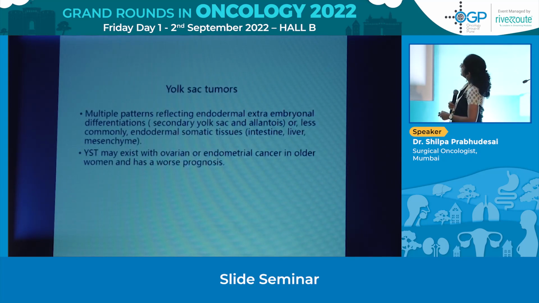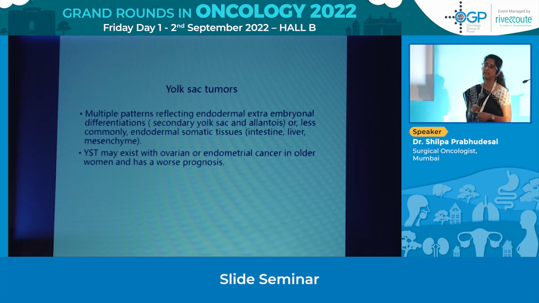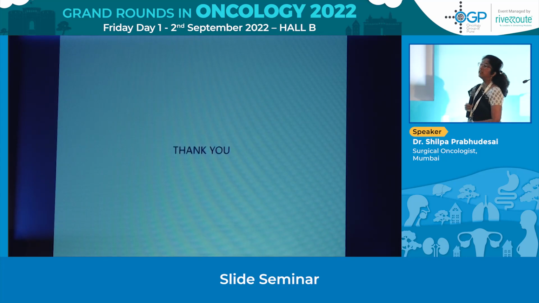And with yolk sac tumors, we just have to be aware, because sometimes the somatic differentiation can be so extensive that we may miss the diagnosis of it being a yolk sac tumor and wrongly call it a metastatic carcinoma of intestinal origin. And when it coexists with the endometrial cancer, it has a worse prognosis than if it was a YST alone. So thank you.